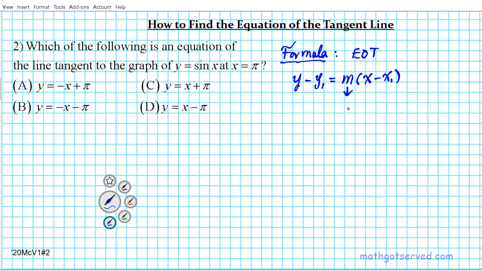So m is basically the derivative at x1, f prime of x1. So you have algebra with a hint of calculus. This is the equation of the tangent line formula.